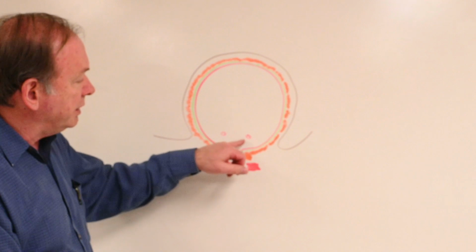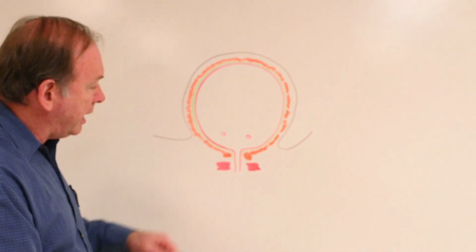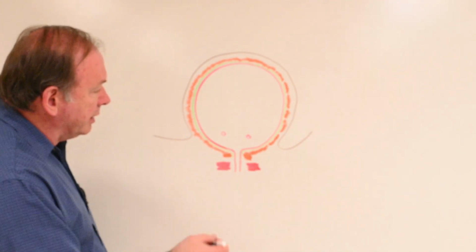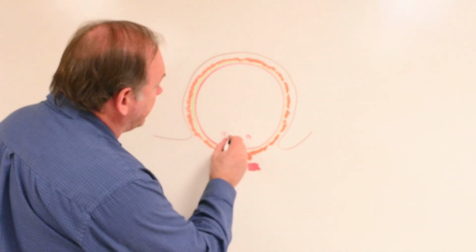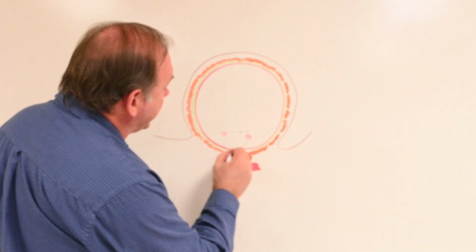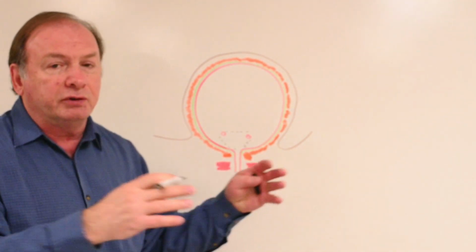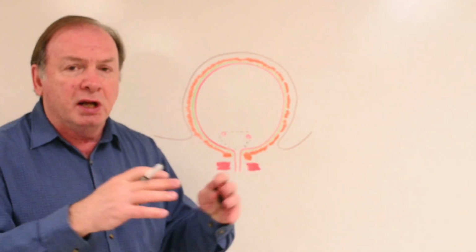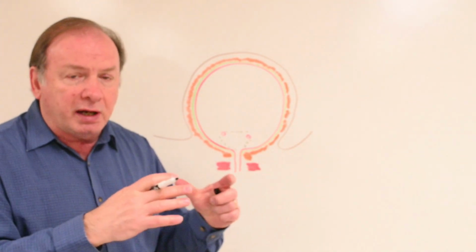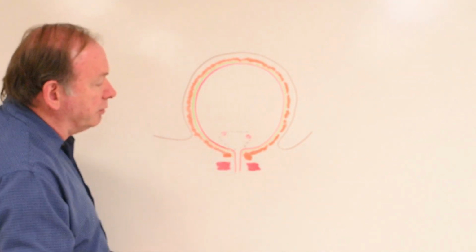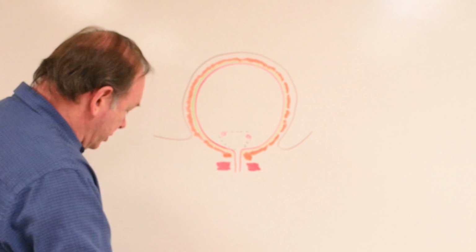At this location, these two openings right here and the exit of the urethra right here, these positions remain fairly stable, making a region on the floor of the bladder that doesn't experience a lot of distension and contraction. So it's a kind of stable structural region known as the trigone.